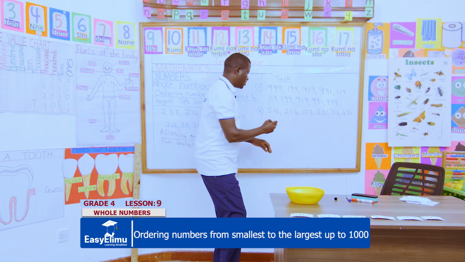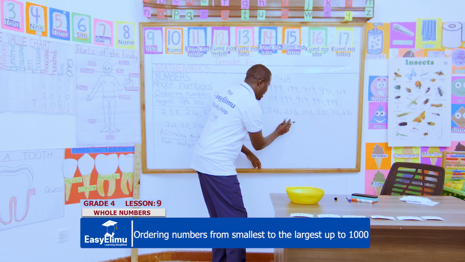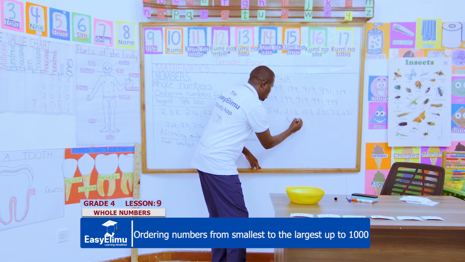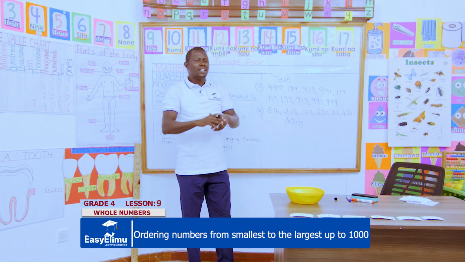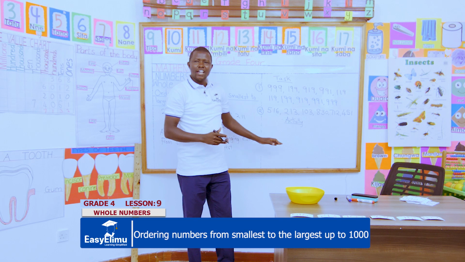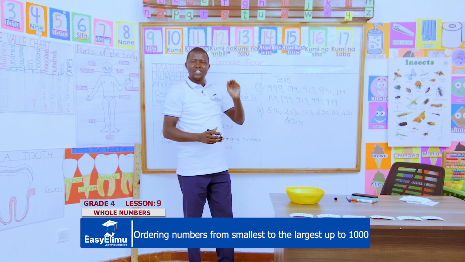And I have a task for us to do, an activity for us to do. Kindly, an activity. When you go home, ask your parents to assist you, come up with as many numbers as possible. Try to arrange them from smallest to the largest.